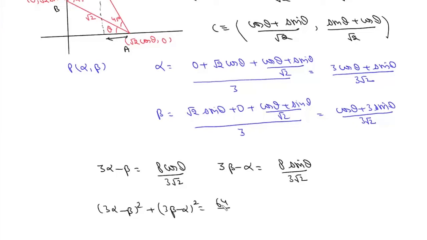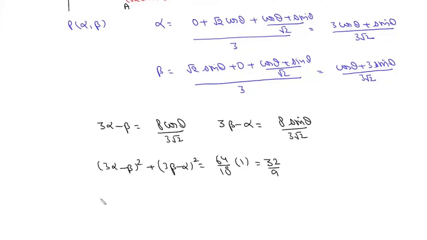and that will be 64 upon 18, and sin square theta plus cos square theta will be 1. Now this is 32 by 9. And in the end, we'll replace alpha with x and beta with y. So this required locus will be 3x minus y whole square plus 3y minus x whole square, and it is equal to 32 by 9, which is what we need to prove in this question.